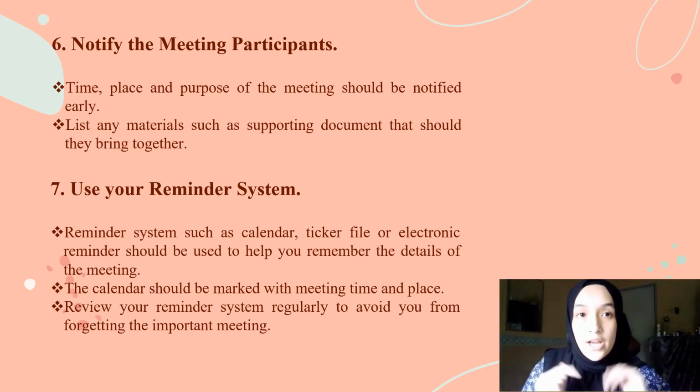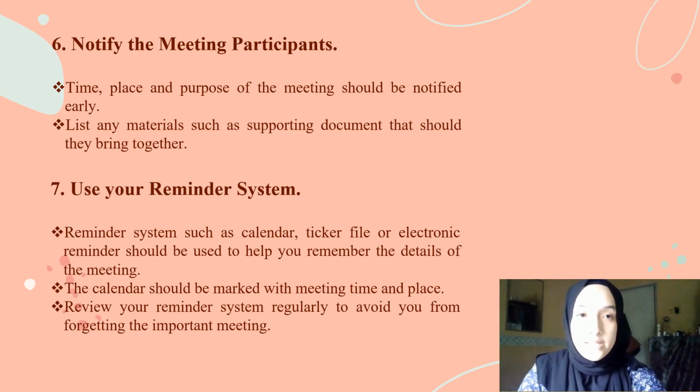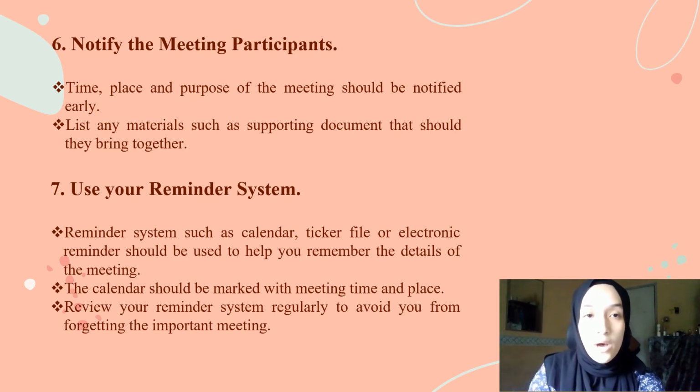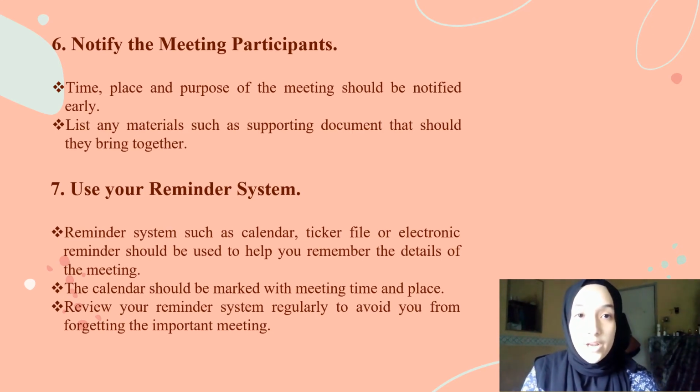Step number 7. Use your reminder system. Reminder systems such as calendar, tickler file, and also electronic reminders should be used to help you remember the details of the meeting. Moreover, the calendar should be marked with time, place, and also other documents such as documents that are needed in the meeting. Besides, review your reminder system regularly to avoid forgetting important meetings.